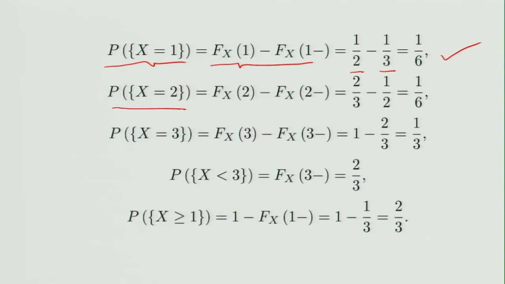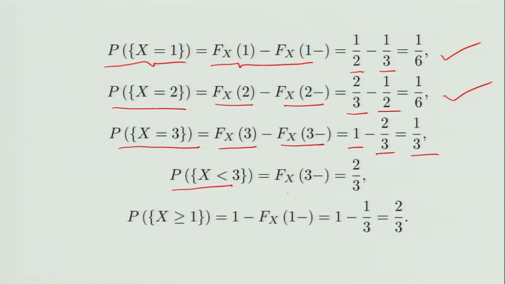Similarly, probability X equal to 2 is the same as F(2) minus F(2 minus). F(2) turns out to be 2 by 3, F(2 minus) is 1 by 2, so this turns out to be 1 by 6. Similarly, probability X equal to 3 is the same as F(3) minus F(3 minus). F(3) is 1, F(3 minus) is 2 by 3, so this turns out to be 1 by 3.